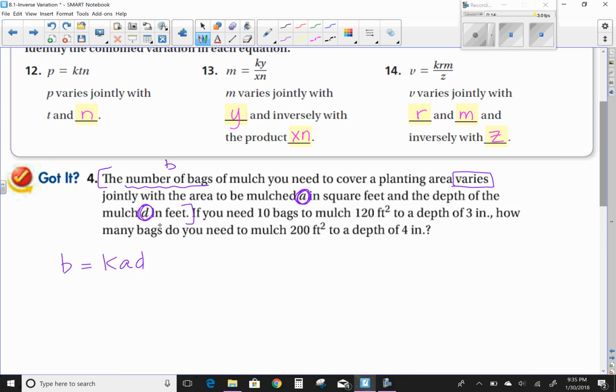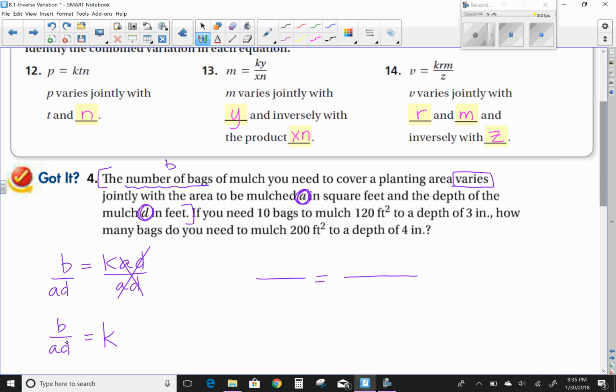Now, if they don't ask me for a function model, I'm not going to find k. What I'm going to do is solve for k, which you do by dividing by those. Okay, those go away. So k is equal to b over ad. And I'm going to use that to write a proportion. So b over ad, so it's going to look like this.